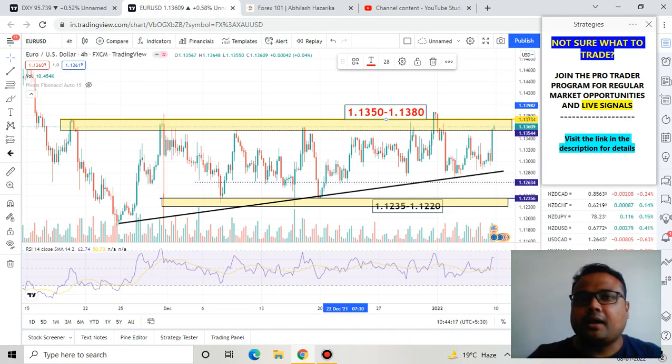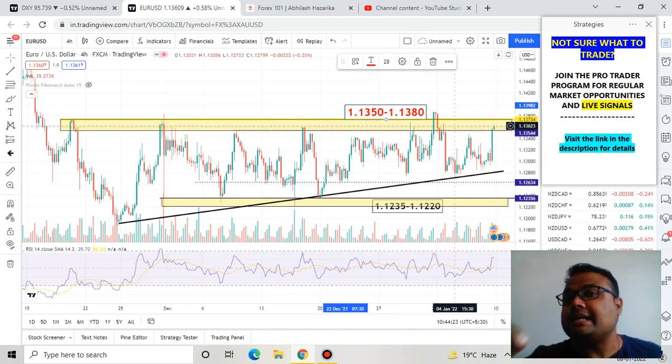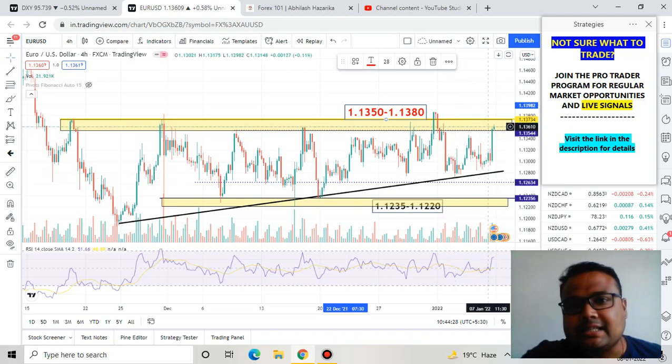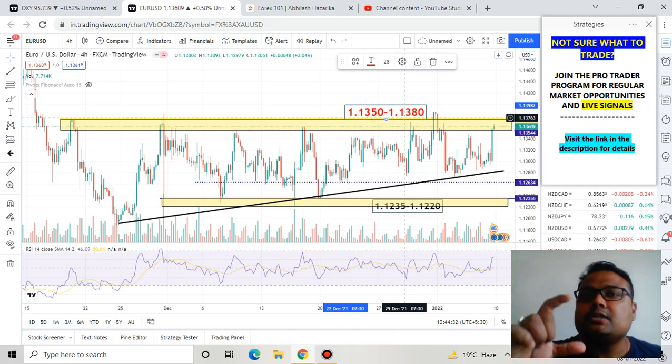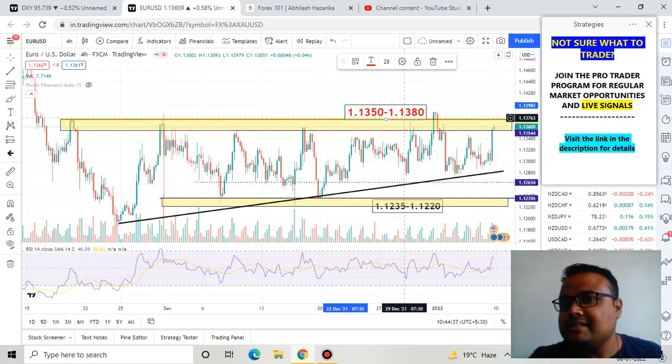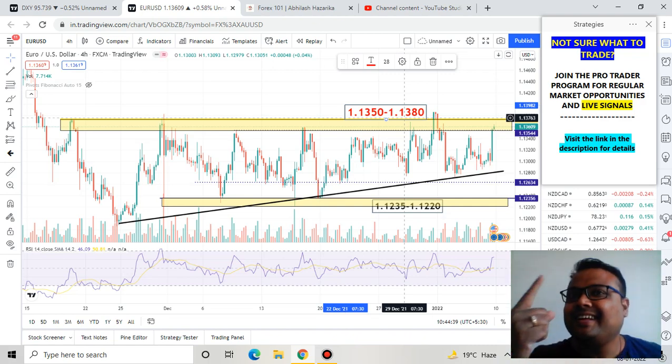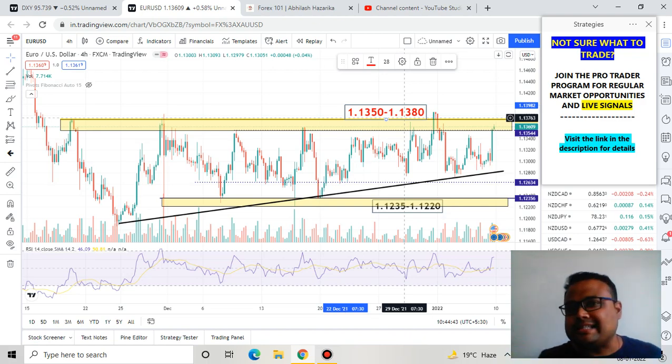Typical sideways market, no doubt about it. Dollar entered the support zone and Euro USD has entered the resistance zone. It ultimately closed at 1.1360, and 1.1350 to 1.1380 has been acting as a resistance for the market for quite some time. What is resistance? Zone of sellers, place of sellers. So dollar is standing at the place of buyers, and Euro USD is standing at the place of sellers.